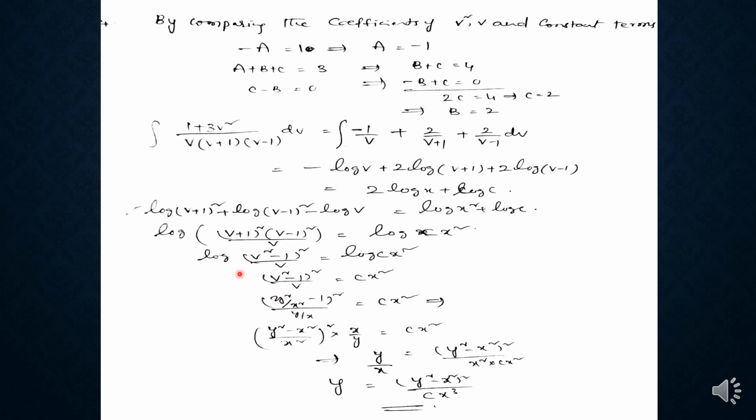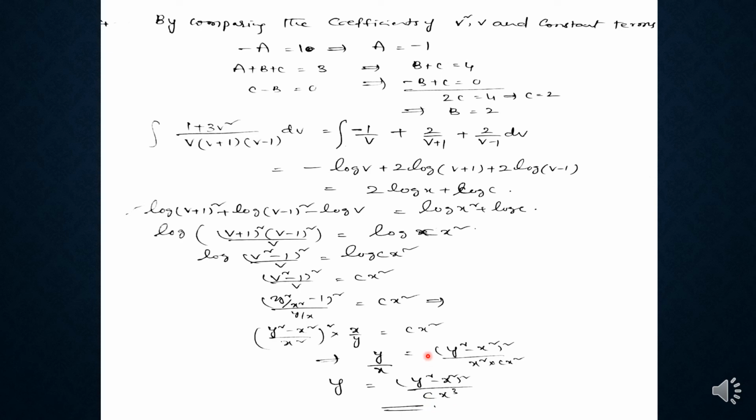By removing log on both sides we will get (v square minus 1) whole square by v is equal to cx square. By putting v is equal to y by x, it becomes (y square by x square minus 1) whole square by (y by x) is equal to cx square. (y square minus x square) whole square by x to the fourth into x by y is equal to cx square, that is y by x is equal to (y square minus x square) whole square by x square into cx square, that is y is equal to (y square minus x square) whole square by cx cube.